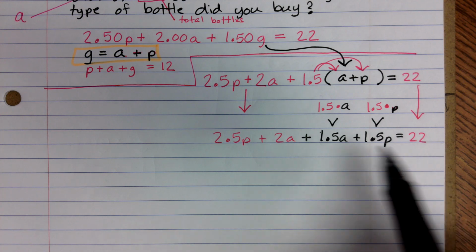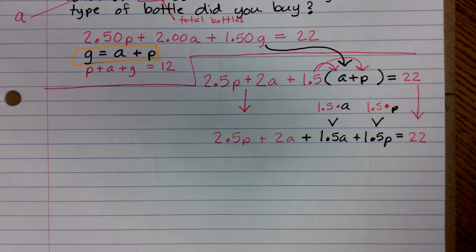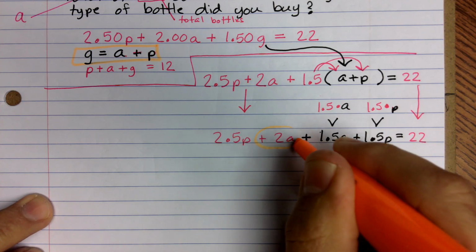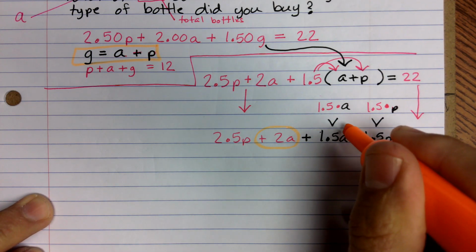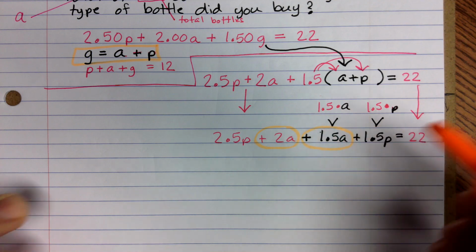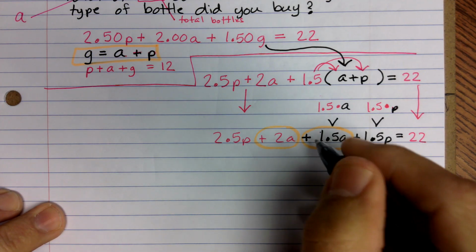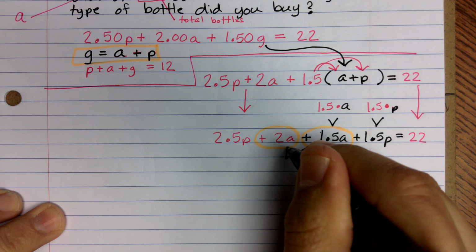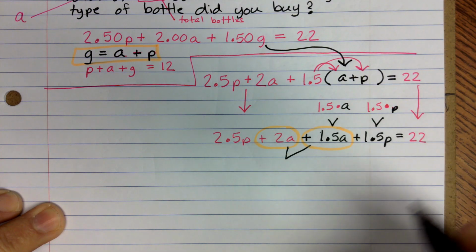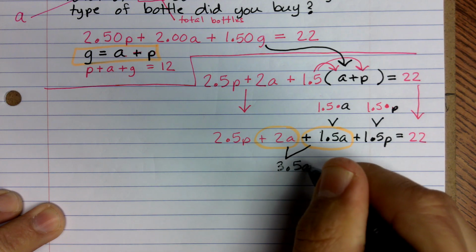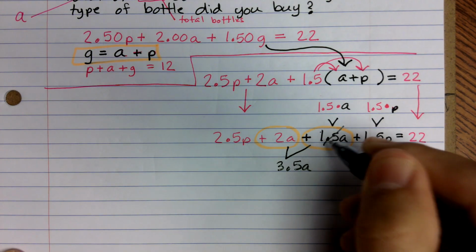So now we're going to want to combine like terms. When I'm looking at it, I notice that I have this positive 2A right here, and I have this positive 1.5A. So we're going to put those together. Now if I combine those two terms, 2 plus 1.5 gives me 3.5. So this would be 3.5A. So we got rid of those.